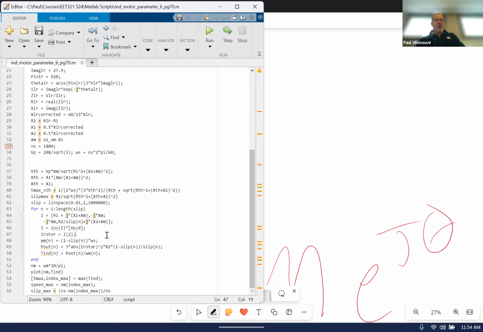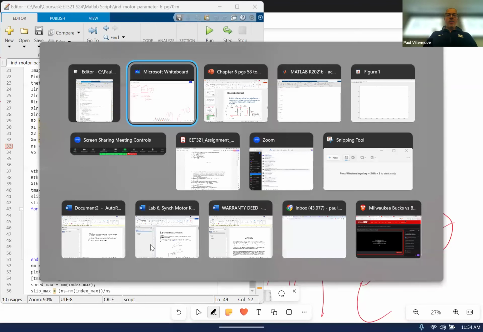Then I pull out my rotor current. Then I calculate, if I need to, my actual rotational speed. Then I just calculate what the output power is going to be, because my torque is going to be equal to my converted power, which is my air gap power minus any rotor copper losses. I am not including any rotational losses in here. Why not?